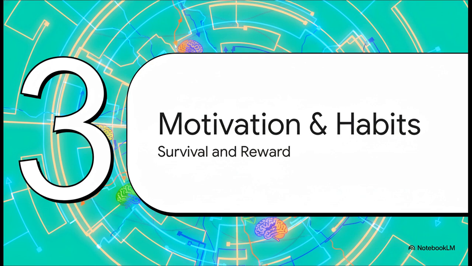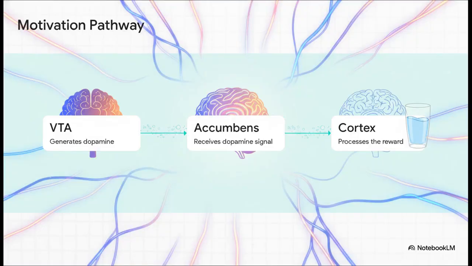Now for Section 3, Motivation, Habits, and Addiction. This is all about survival and reward. So where does motivation physically live in your biology? It actually follows a very specific physical path. Deep down in the base of your brain, the ventral tegmental area, or VTA, generates dopamine. That signal then shoots up to the nucleus accumbens, and finally, it hits your prefrontal cortex, where the reward is actually processed. This is an ancient survival circuit.